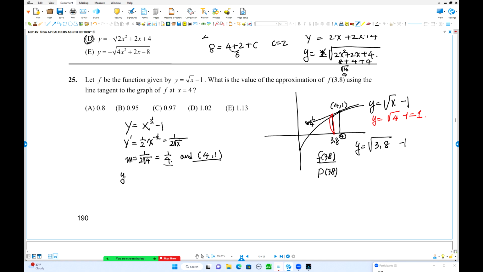y minus y1: y minus 1 equals 1/4 times (x minus 4). In slope-intercept form, y equals 1/4 x minus 1 plus 1, so y equals 1/4 x. That's the equation, and it actually passes through the origin over here. This is the correct one. It looks like this.